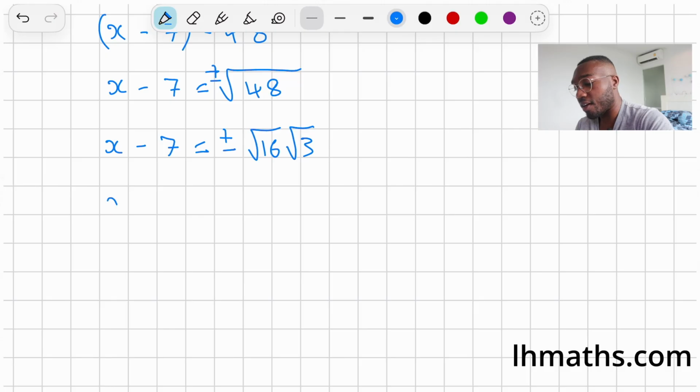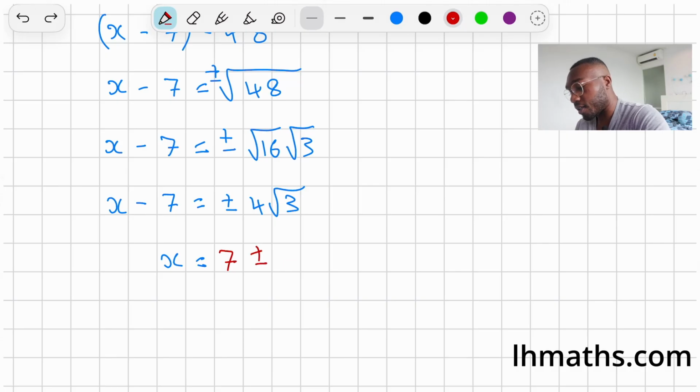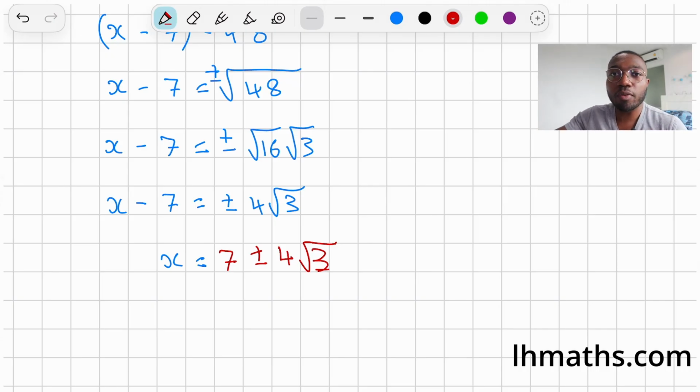If we simplify this down, we get x minus 7 is equal to plus or minus 4 root 3. And then we just bring that 7 over to the other side, and therefore we are left with 7 plus or minus 4. Sorry, my iPad is a bit weird sometimes. That will give us x is equal to 7 plus or minus 4 root 3. So in this case, r would be 7 and s would be 4. We can leave your answer like that: 7 plus or minus 4 root 3.